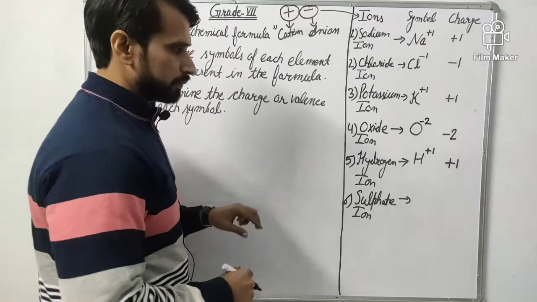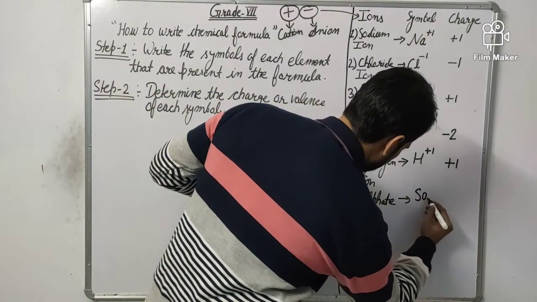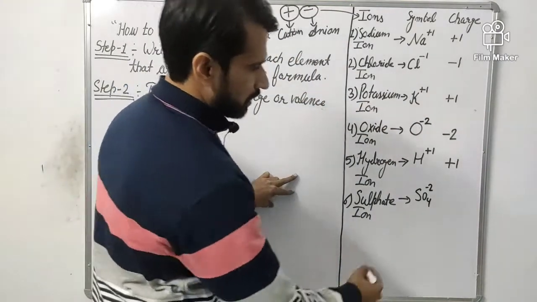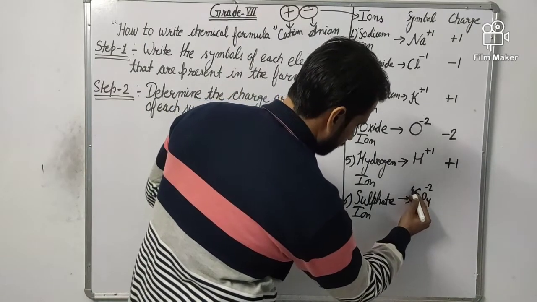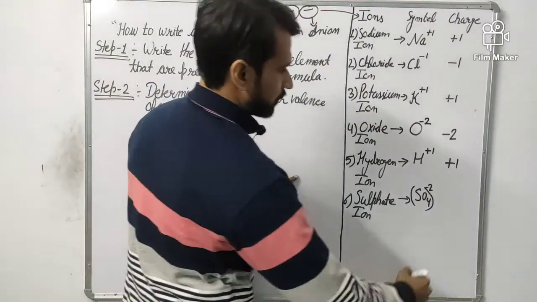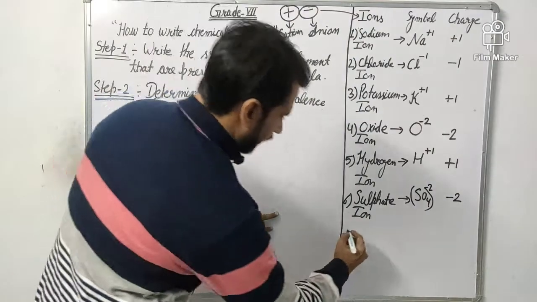An example is sulfate. Sulfate is written as SO4 2 negative. Because it is complex, this -2 charge is of the whole species, so we will write it in brackets. So the charge on sulfate is -2.